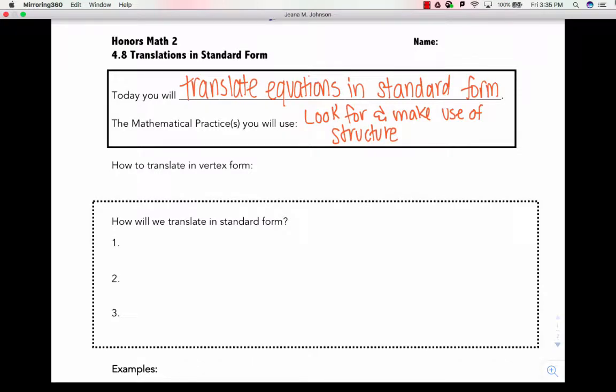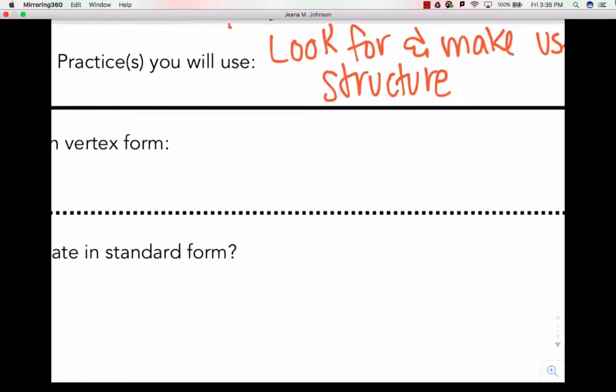For section 4.8, we are going to translate equations that are written in standard form. When we do this, we're going to look for and make use of structure, just like we did when we translated in vertex form. We're going to use the structure of equations to manipulate them for these translations. So before we go on and learn about standard form, let's just review how to translate in vertex form.